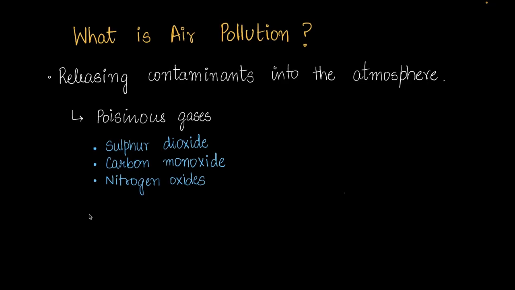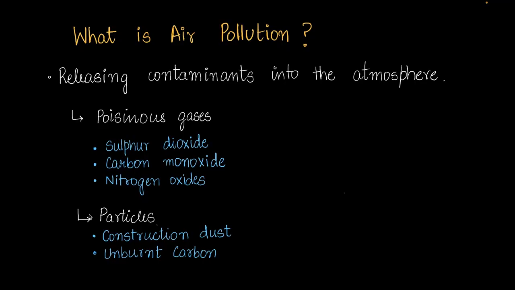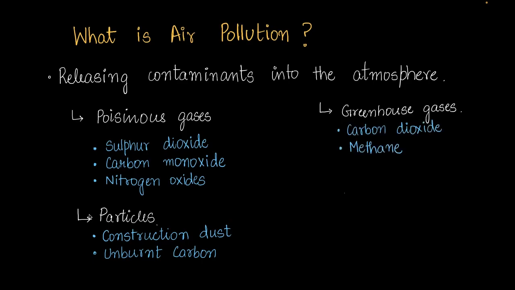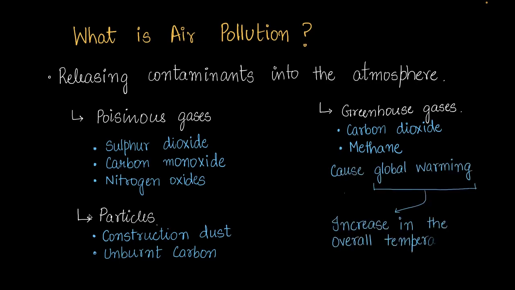The other type of pollutants that we have are particulate matter. Particles like construction dust and unburnt carbon can also cause issues with the lungs when inhaled. The third type of pollutant that we have are greenhouse gases. Gases like carbon dioxide and methane don't really trouble us too much if we inhale them, but they do contribute to global warming. What's global warming? Basically, a general increase in the temperature on the Earth's surface is called global warming.